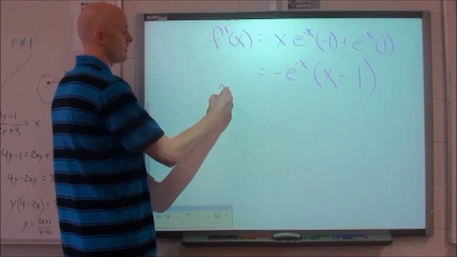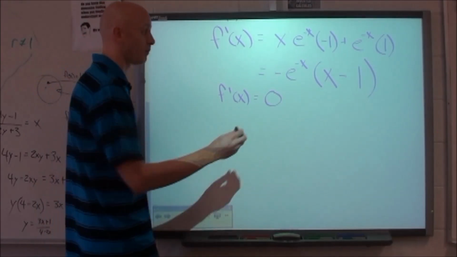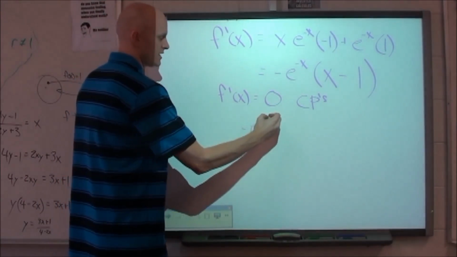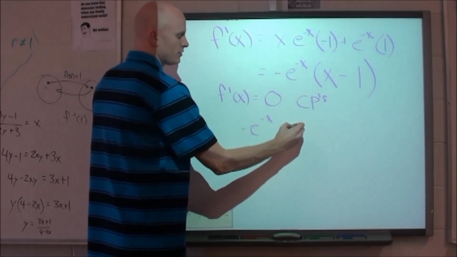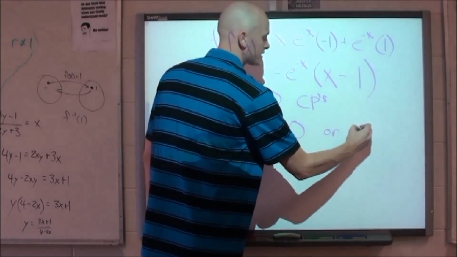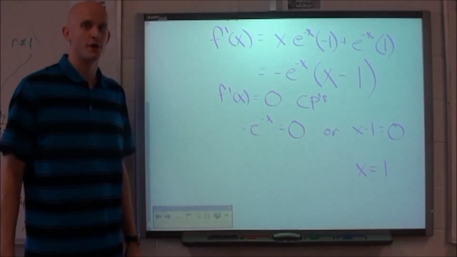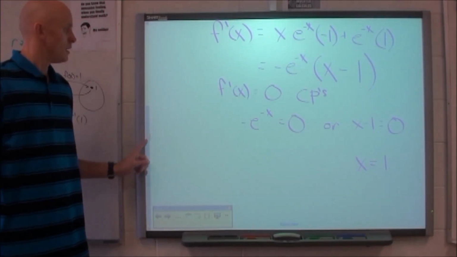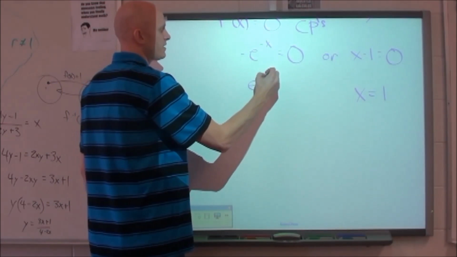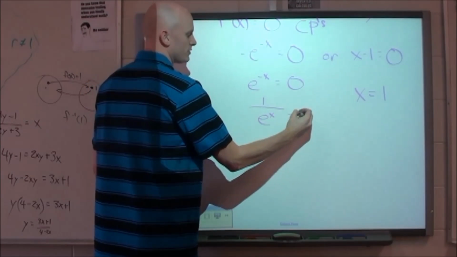So setting the derivative equal to 0 so that we can find critical points, we have negative e to the negative x equals 0, and x minus 1 equals 0. Well, this one is easy. X equals 1 is a critical point. This one, we can divide by the negative 1 and come up with e to the negative x equals 0, or 1 over e to the x equals 0.